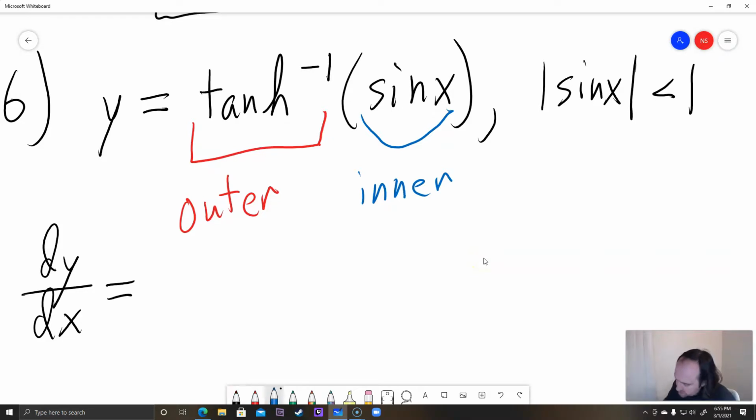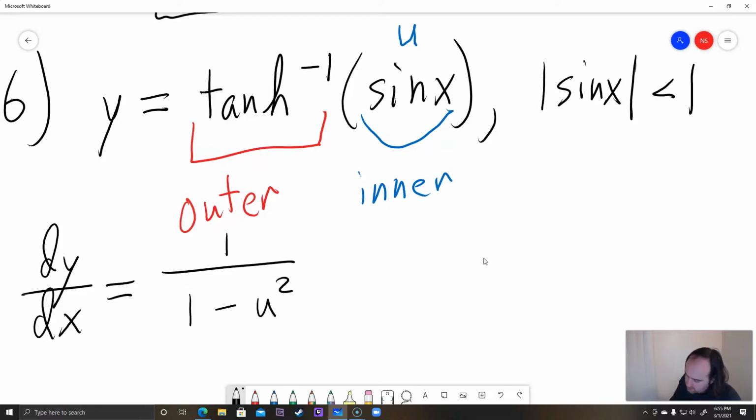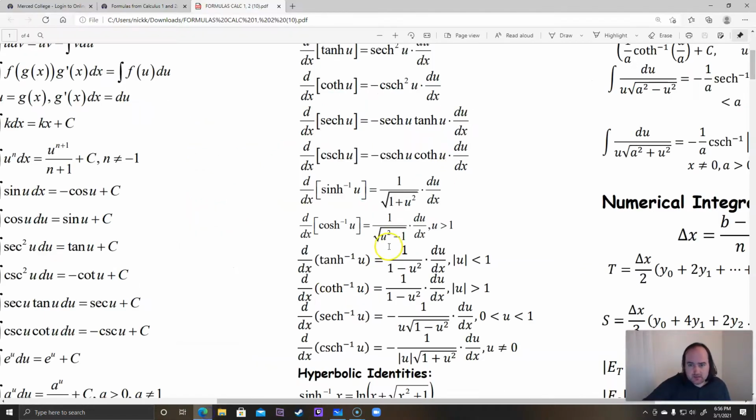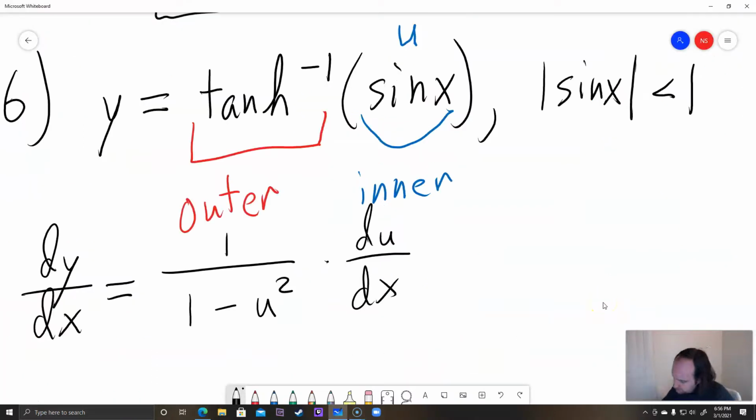So here our inner function is going to be u. Okay, so we have 1 over 1 minus u squared times du dx. That's the chain rule. We just took the derivative of the outer function, inner left alone, times the derivative of the inner function, which is going to be our du dx. And when you write down a formula like that, you want to check and make sure you did it right. So 1 over 1 minus u squared times du dx, absolute value of u has to be less than 1. So I'm going to write that over here: absolute value of u has to be less than 1.